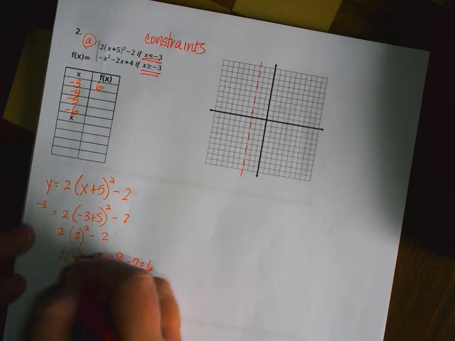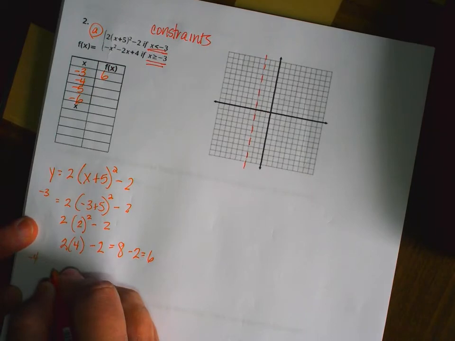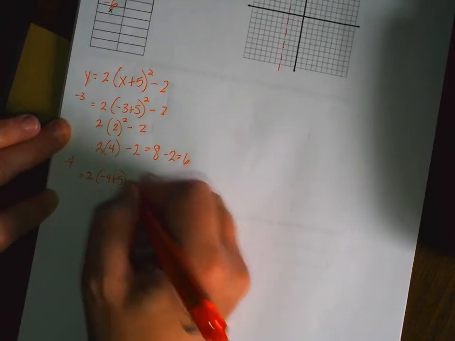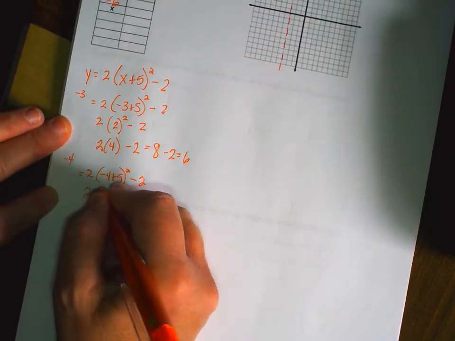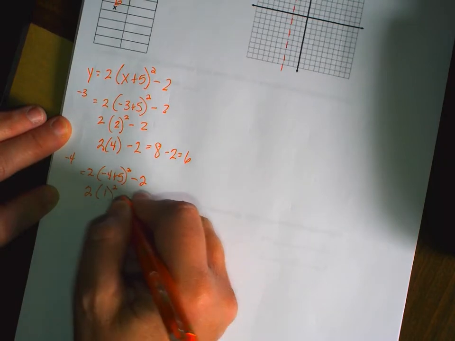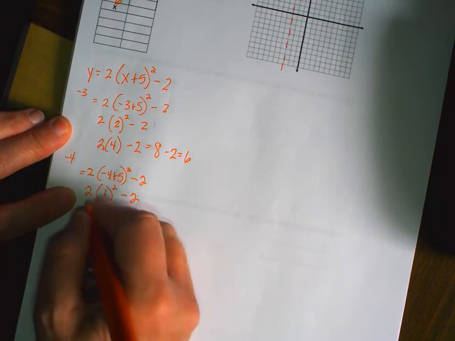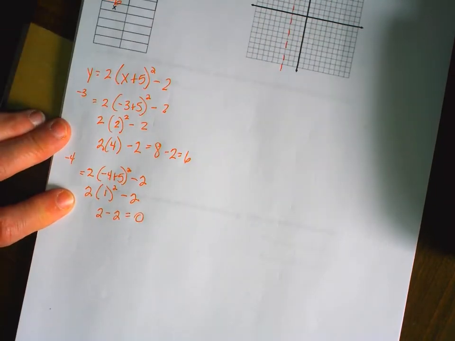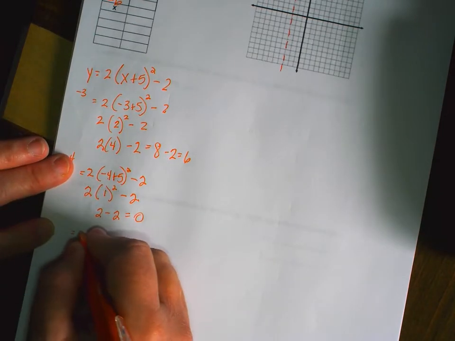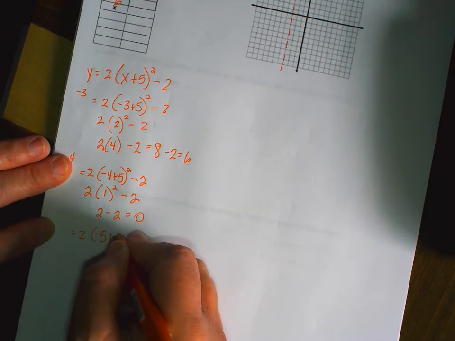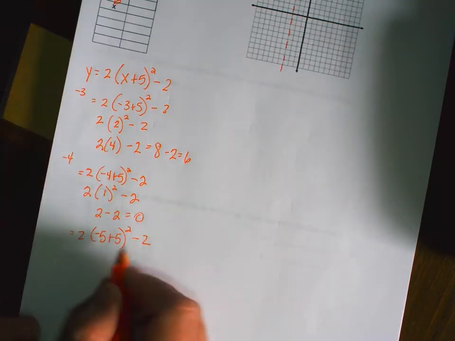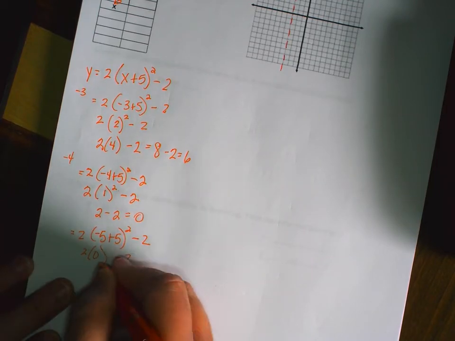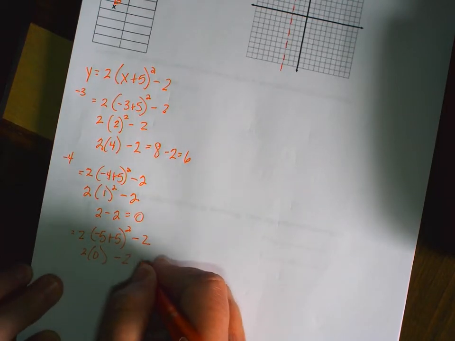Okay, then I'm going to do negative 4. So I have 2 times negative 4 plus 5 squared minus 2. Inside the parentheses first, negative 4 plus 5 is 1. 1 squared is 1, so 2 times 1 is 2, minus 2 is going to be 0, so negative 4 is at 0. Negative 5 plus 5 squared minus 2. Negative 5 plus 5 is 0, 0 squared is 0, 2 times 0 is 0, so it's going to be a negative 2.